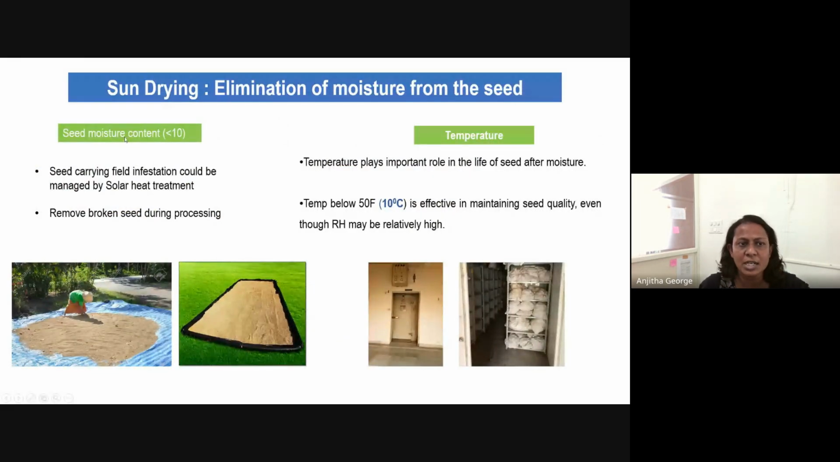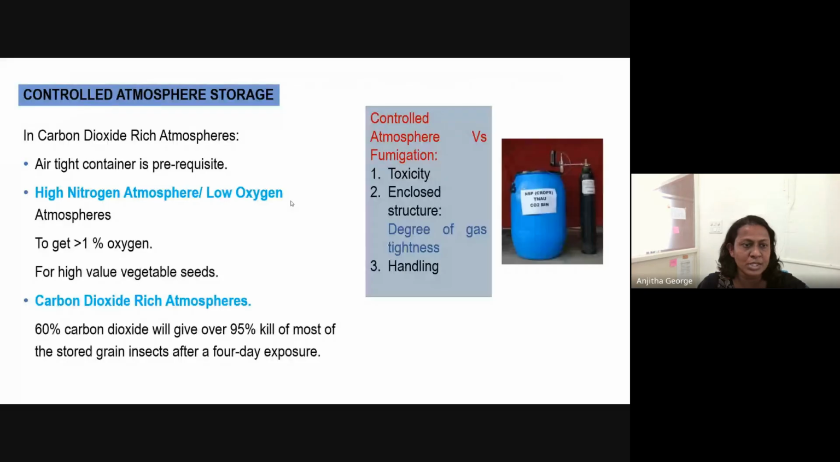So an important thing is sun drying. The seed moisture content has to be brought below 10%. And if you have a provision of any oven or solar dryers, you can use that also.